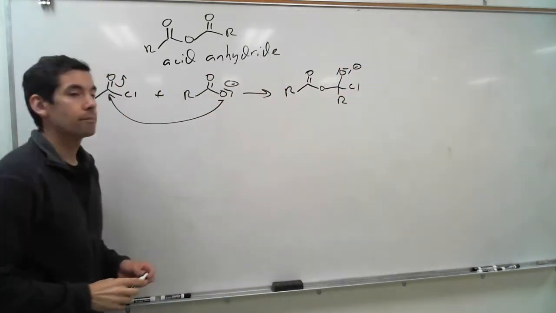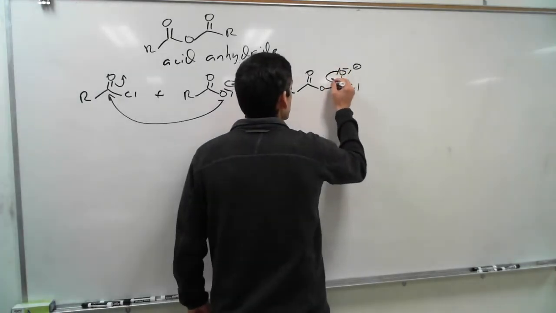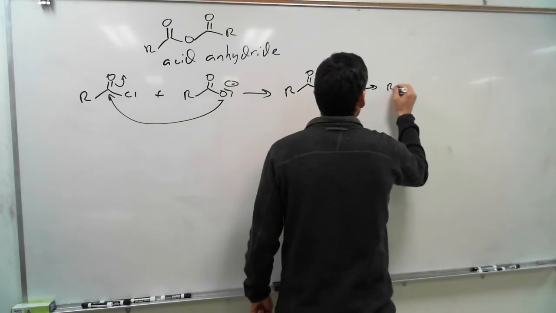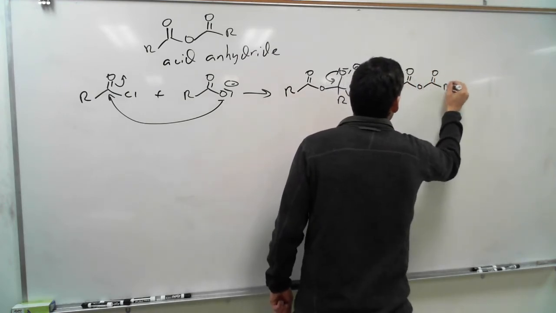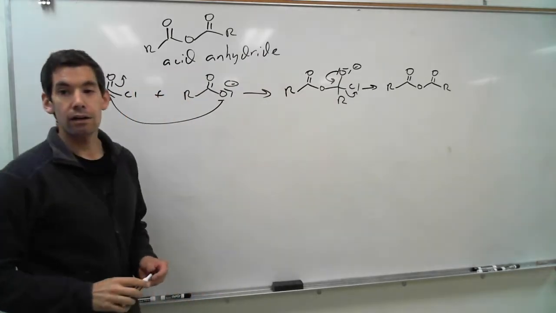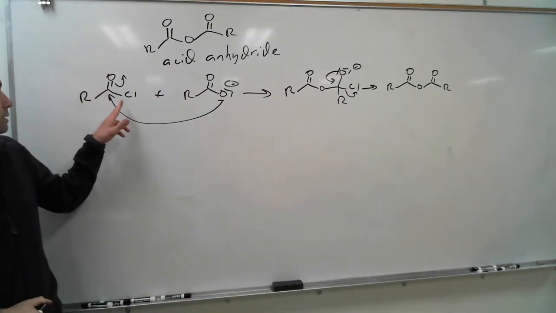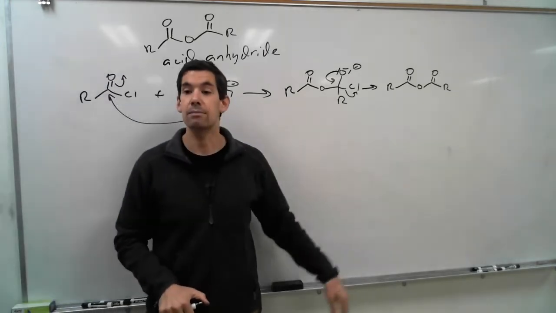And we get to this step here. And just like we saw before, what's going to happen next? Electrons are going to come down, and we're going to kick off our chloride to generate our acid anhydride. Okay? So this is how we can make it. It comes from an acid chloride reacting with a carboxylate anion, through this type of mechanism.